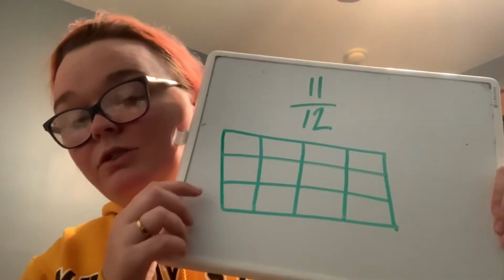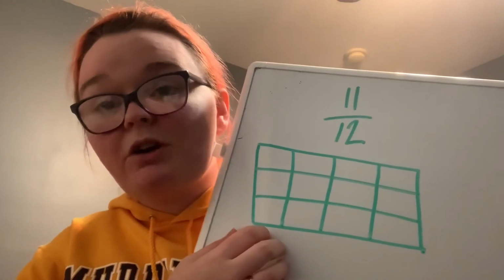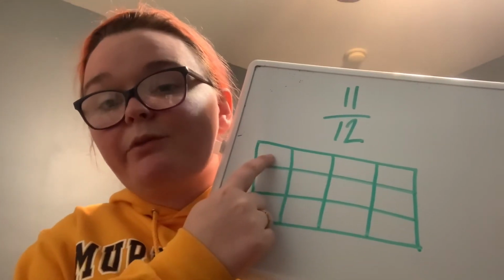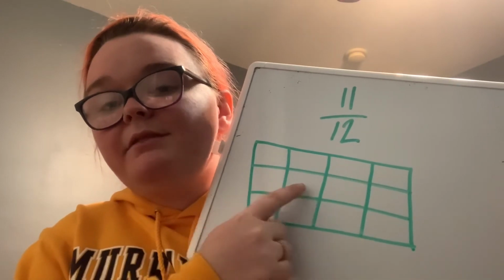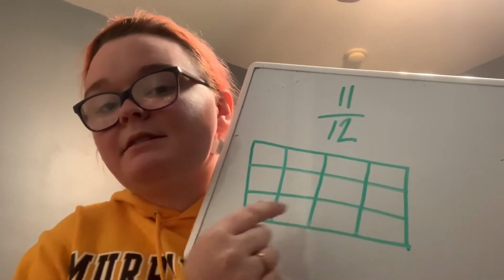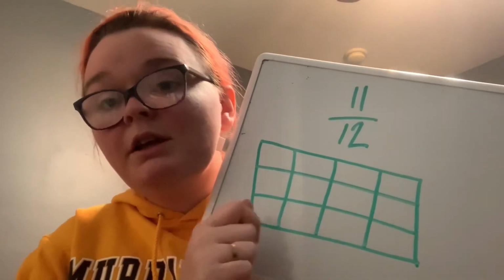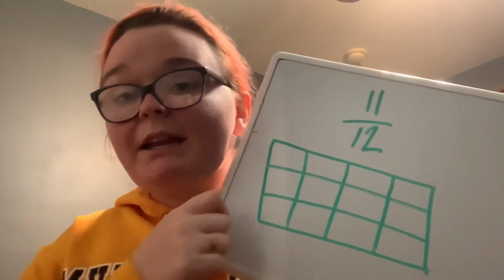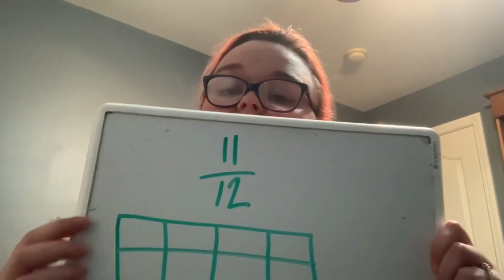So here we have our rectangle and our 12 parts. We're going to count them to make sure that there are 12. So we have 1, 2, 3, 4, 5, 6, 7, 8, 9, 10, 11, 12 parts of a whole, which is represented here by our denominator 12. So now we are going to take our numerator 11, and we will use that to represent the 11 pieces that we will shade in.